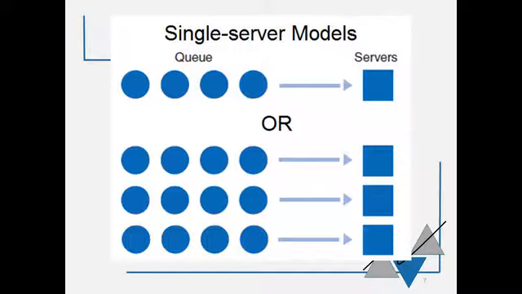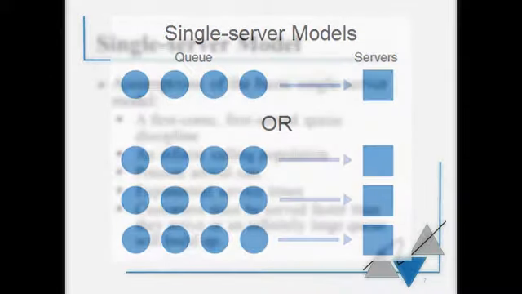We're going to start by looking at single server models. Here's a diagram of what those look like. To me, this looks like a grocery store. We could have one server available and people waiting in line, or they could have more than one line open, but everybody in that line is waiting for that single server.